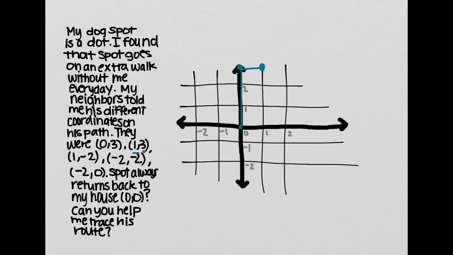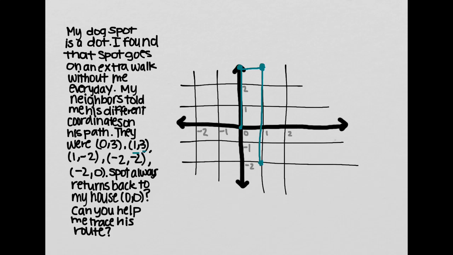And then he goes to 1, -2. So we know that it's on 1, so it has to be here. And then we know that the y-coordinate is -2. Okay, so it's right here. So 1, -2. All the way down there. Woo!